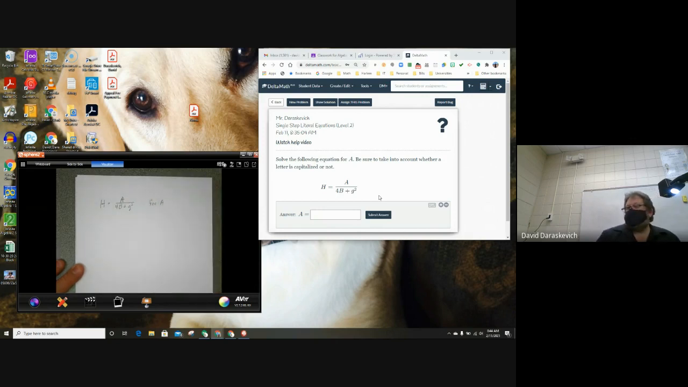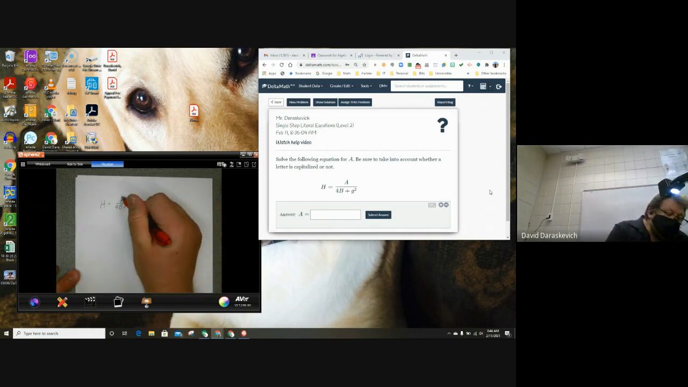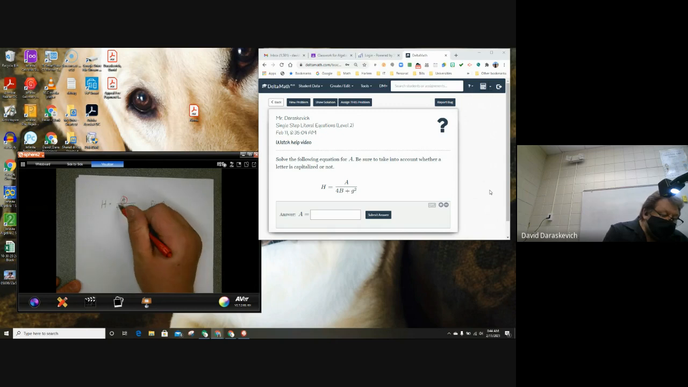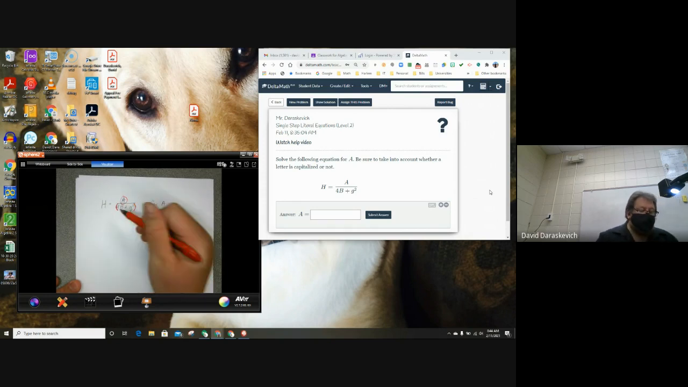They want the answer for A here, but they also say solve for A. All right, so I'm going to solve for A. Since this is in the denominator, these two terms, I can lock them in with parentheses. I'm going to automatically put parentheses there because I want to get rid of those.